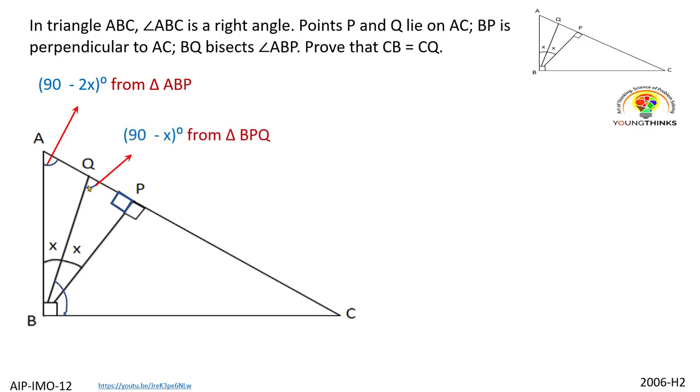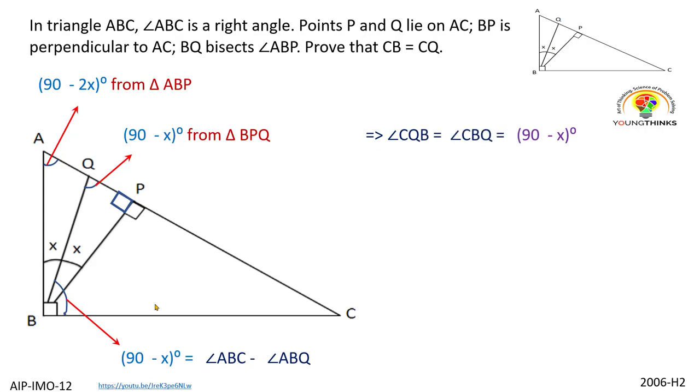Now, if CB and CQ are equal, that makes triangle CBQ isosceles, and this angle 90 minus x is also going to be the value of angle QBC. So both of them are 90 minus x, and so your CQB and CBQ are both 90 minus x each. Which makes this triangle BCQ isosceles.